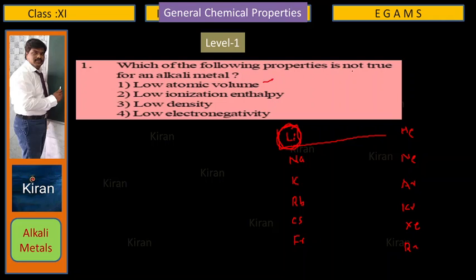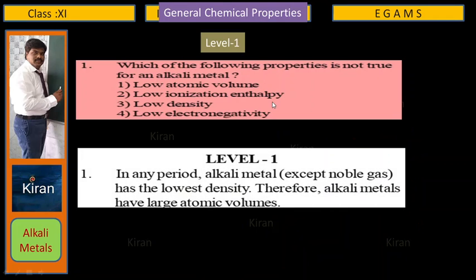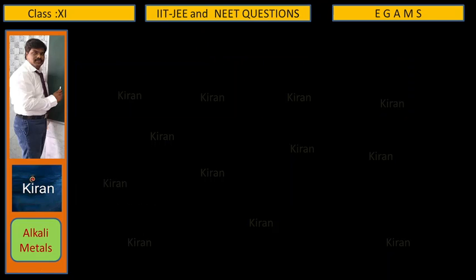Low atomic volume. They are asking not true. Actually, the alkali metals are having higher atomic volume. So here they have given low atomic volume; this is not a true option. In any period, alkali metal, except noble gas, has the low density. Therefore, alkali metals have large atomic volume. Question number 2.